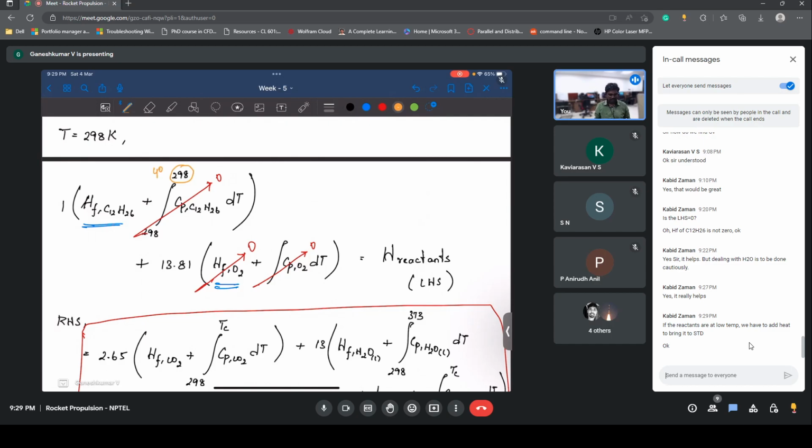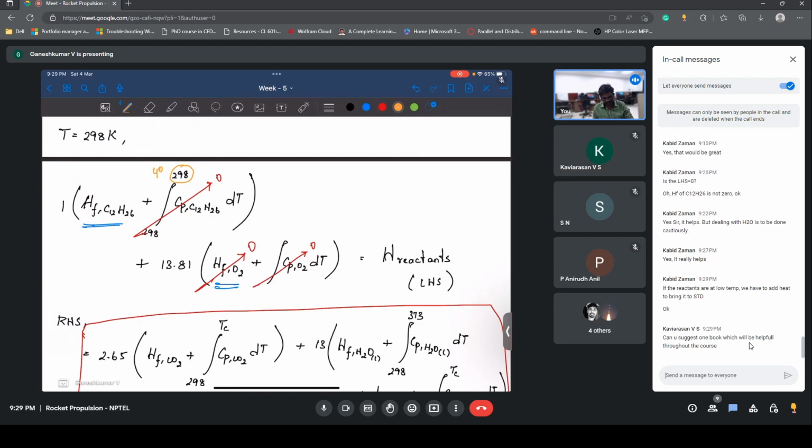So at that time, when you write Cp of C12H26 into 40 minus 298, this whole sensible term will automatically come negative, which gets taken care of. That's all. So you need to start from 298. 298 is the base, and this is the initial temperature.